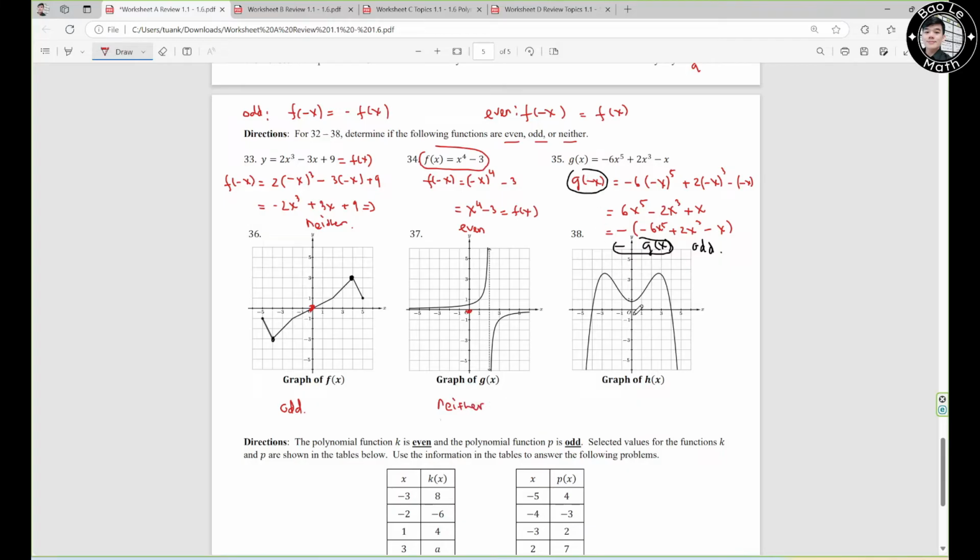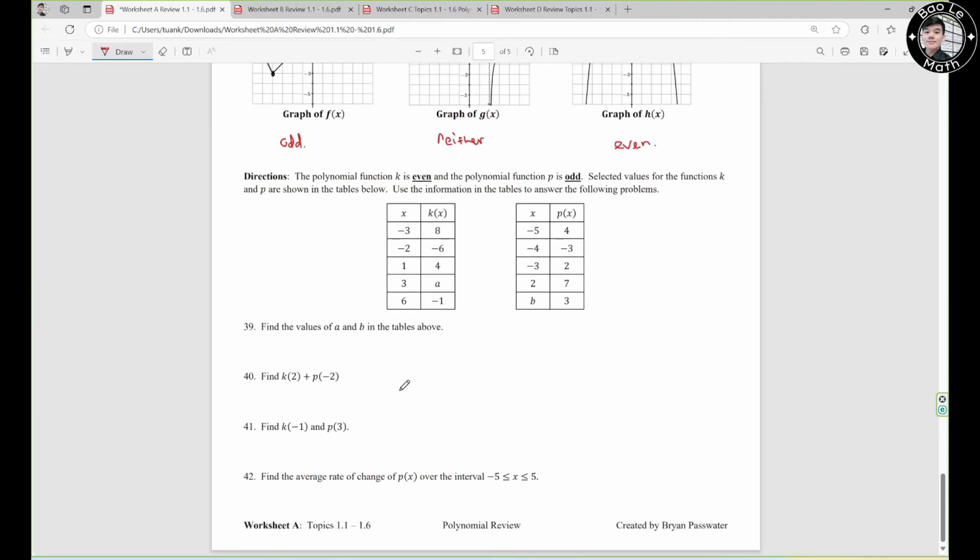Number 38, the function is symmetrical about the y-axis, right? If we have the point right here, we have the opposite point right here. So they are symmetrical about the y-axis, so this is even. Alright, questions 39 to 42. The polynomial function k is even, and the polynomial function p is odd, right?